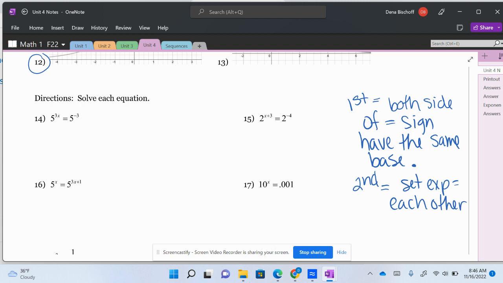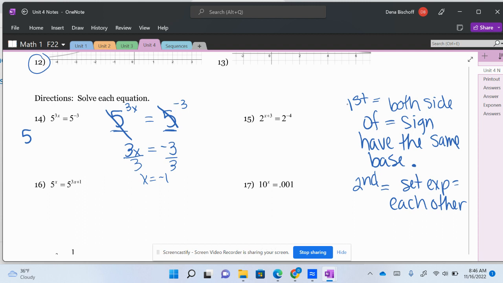So let's look at number 14. I have 5 to the 3x power equals 5 to the negative 3 power. Do both of these have the same base? Yeah, so I'm going to drop those. I'm just going to ignore them. And I'm going to say that 3x equals negative 3. And I'm going to solve for x. So how do I solve for x here? Yeah, divide both sides by 3, and that means x equals negative 1.